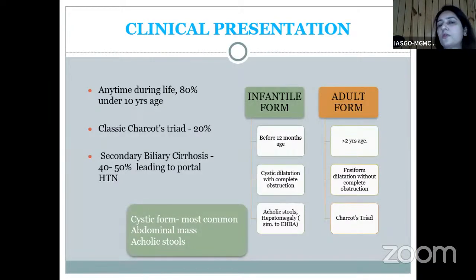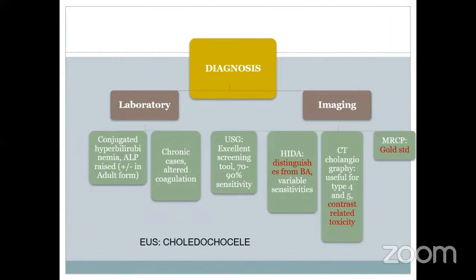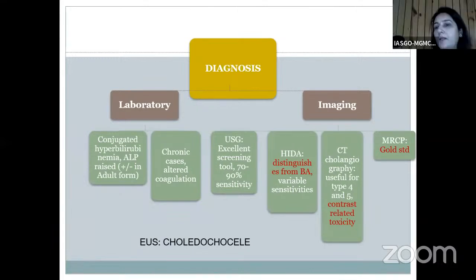So the presentation is almost similar to a baby of EHBA, whereas in this we have 2 forms. One is the adult form, in which you find the fusiform dilatation, and they usually do not present with an abdominal lump. It is mainly the cystic variant which presents with the abdominal lump. So the diagnosis protocol remains the same. You do the LFTs, you do an ultrasound, HIDA scan plus minus, CT plus minus, but MRCP is the gold standard for diagnosis of choledochal cyst.